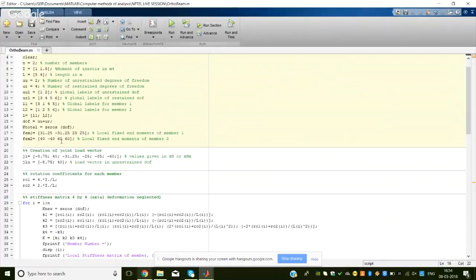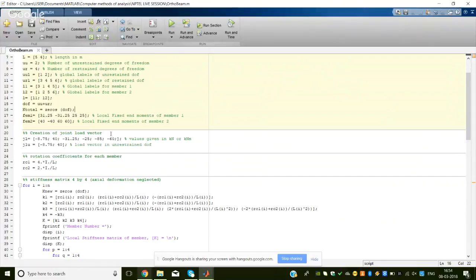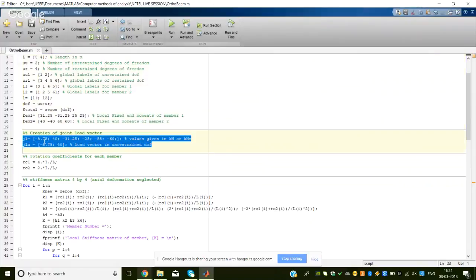For member 2, the moments are plus 40 and minus 40, and the vertical reactions are minus 60 and minus 60. And the final input that we need is the joint load vector. Here the size of the joint load vector is 6 by 1, corresponding to the degrees of freedom of the structure. So that is given here: minus 8.75, plus 40 minus 31.25, minus 25, minus 85 and minus 60, as explained by the professor.